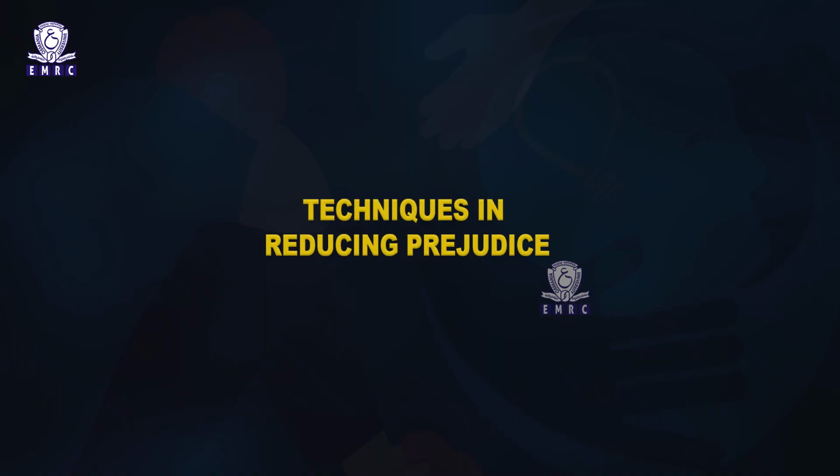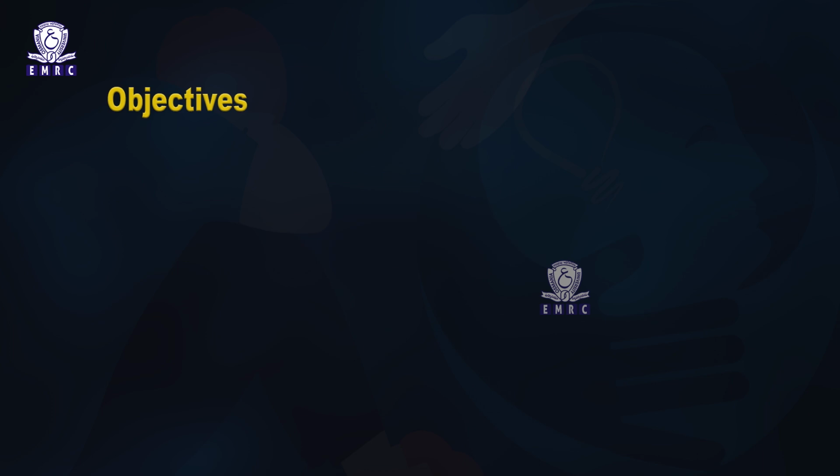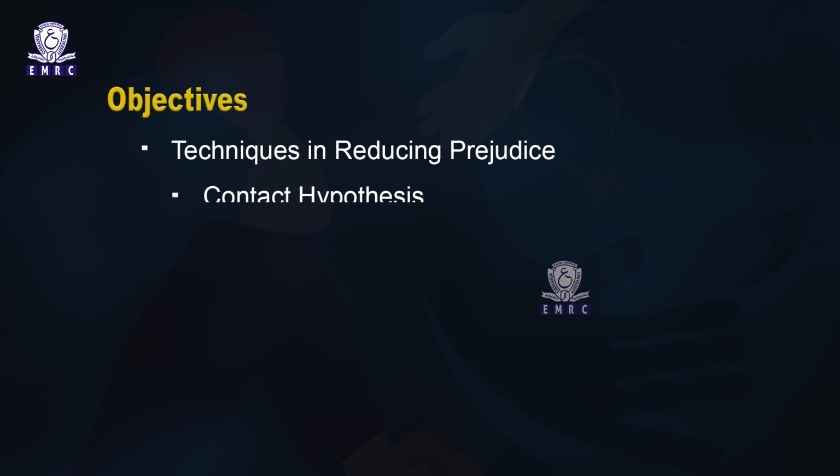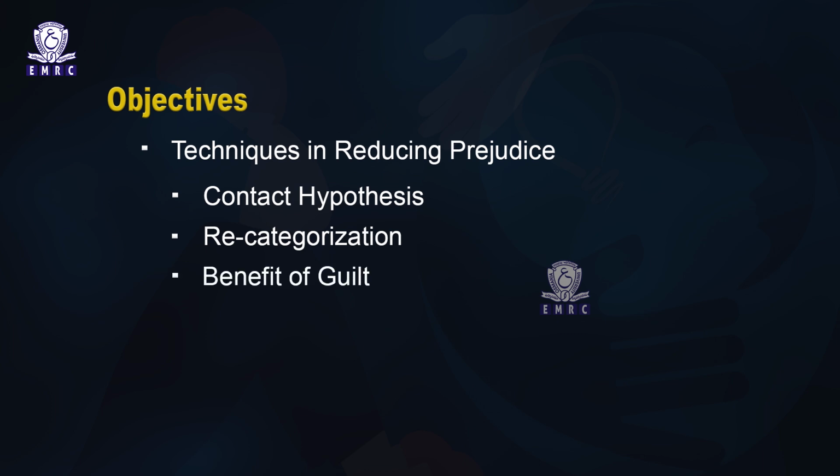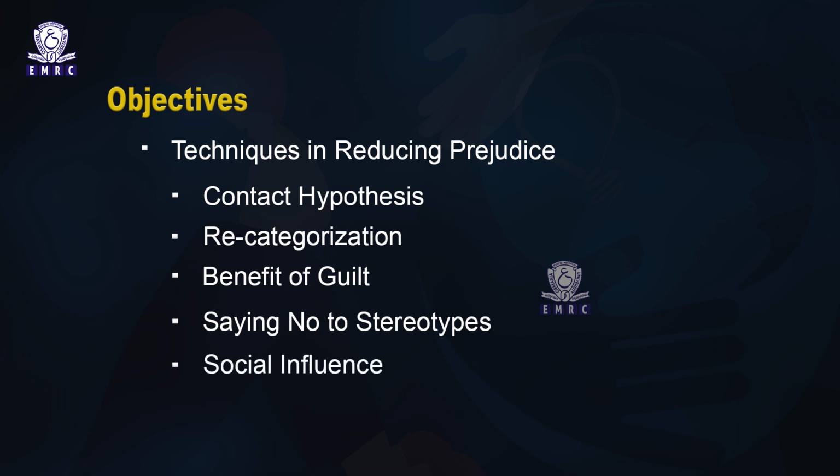Today's lesson, we will look at the techniques in reducing prejudice. So, coming to the objectives of this lesson, the first objective is to understand the various techniques in reducing prejudice. There are different techniques, and under techniques we look at contact hypothesis, re-categorization, benefit of guilt, saying no to stereotypes, and social influence.